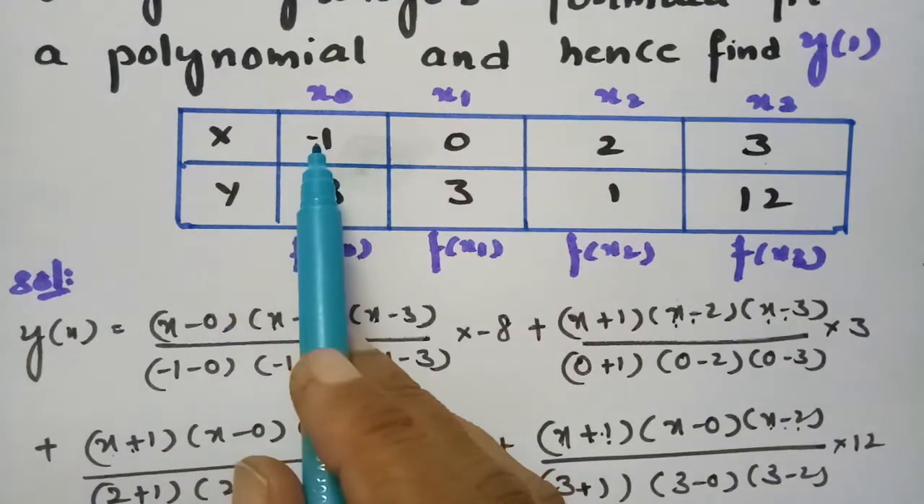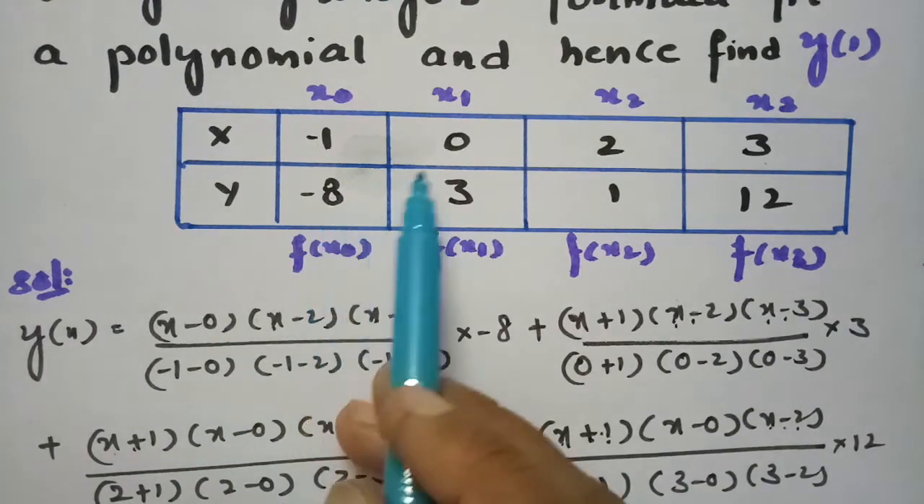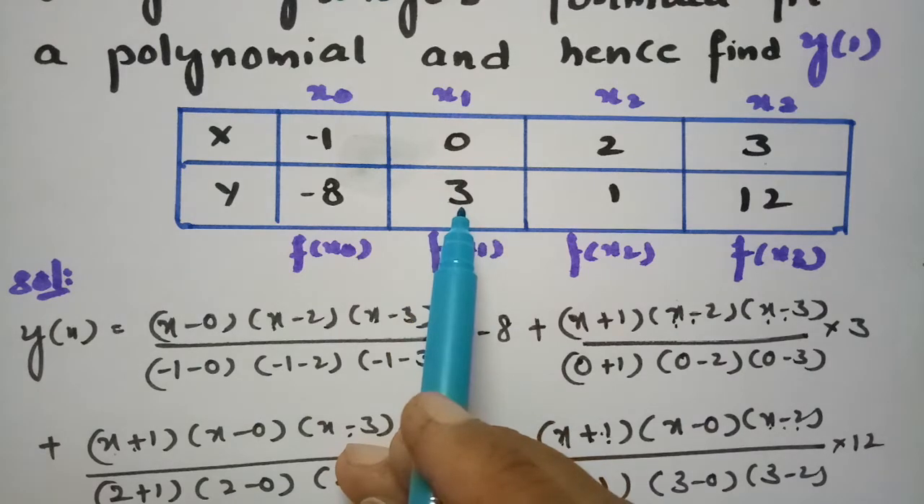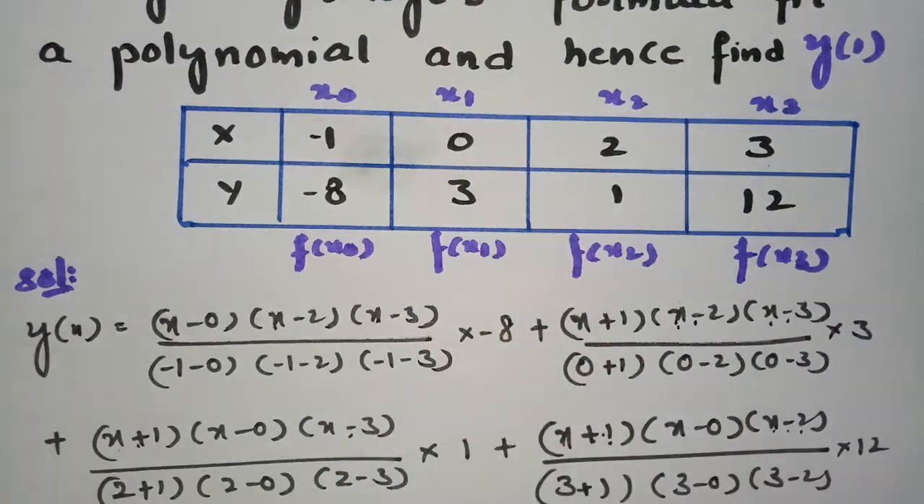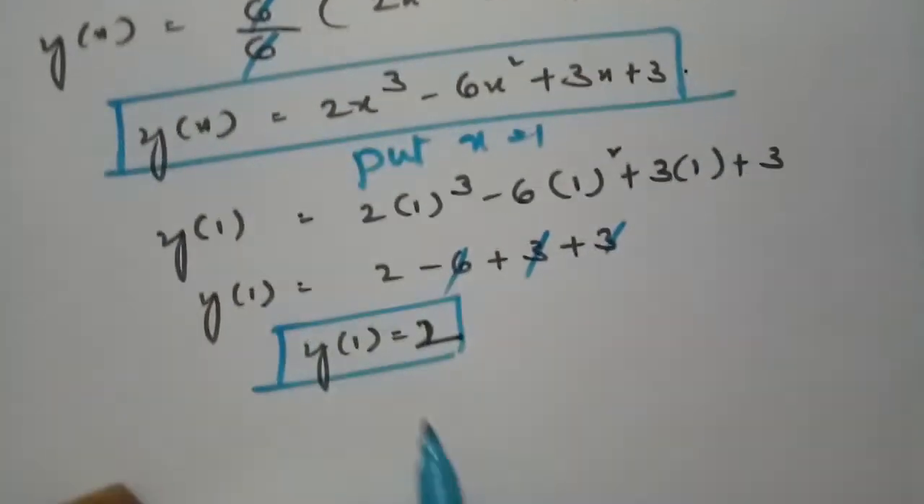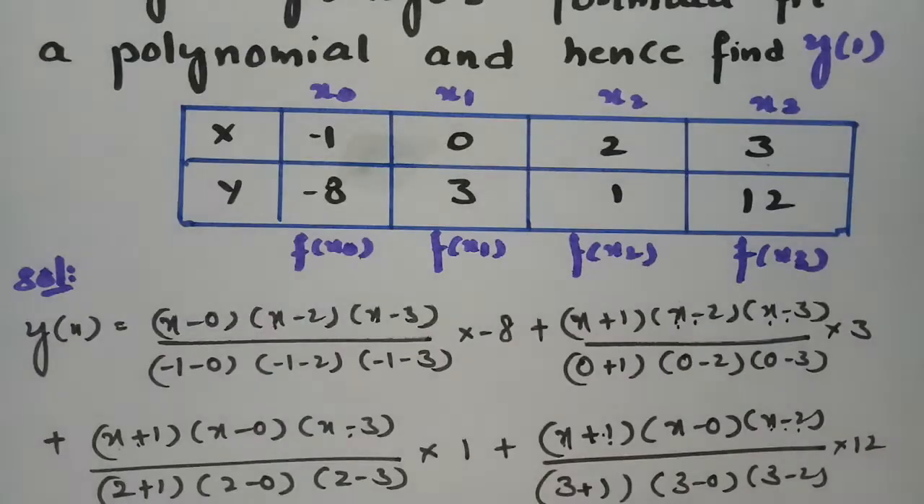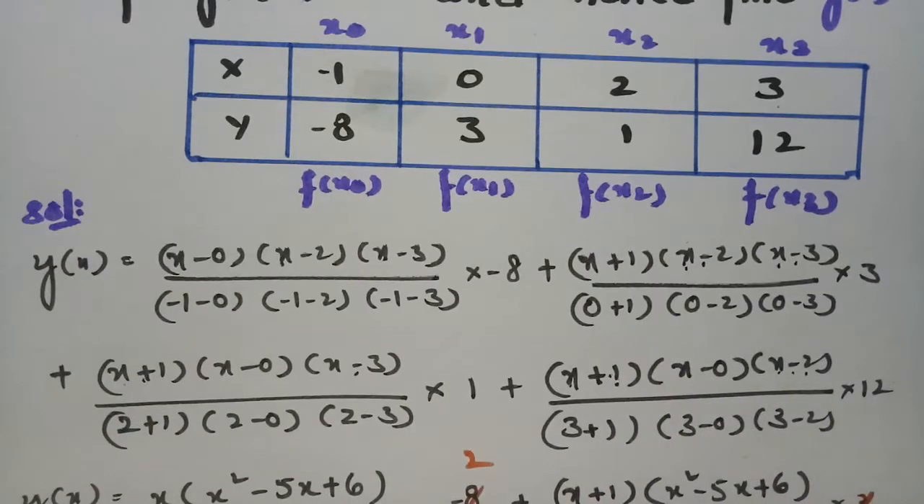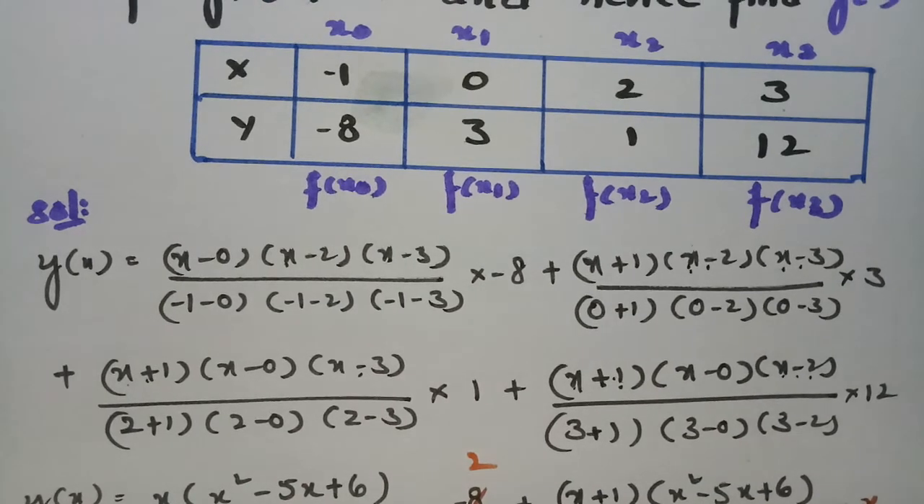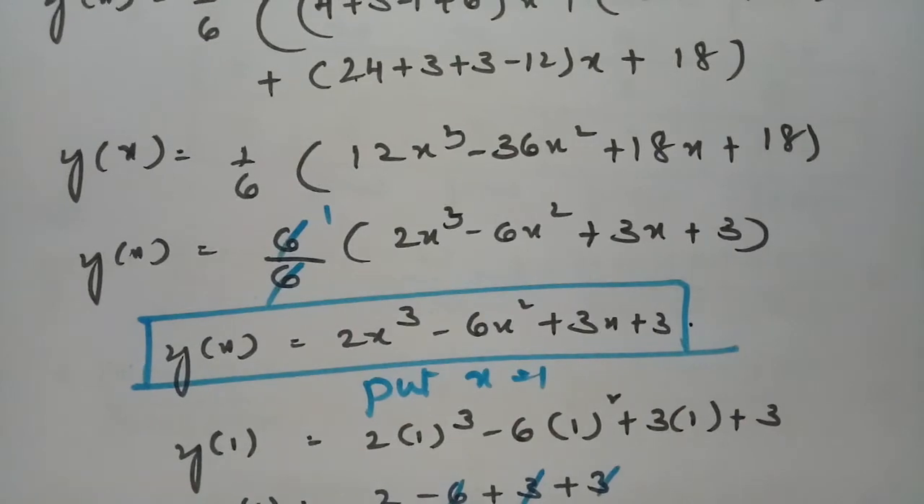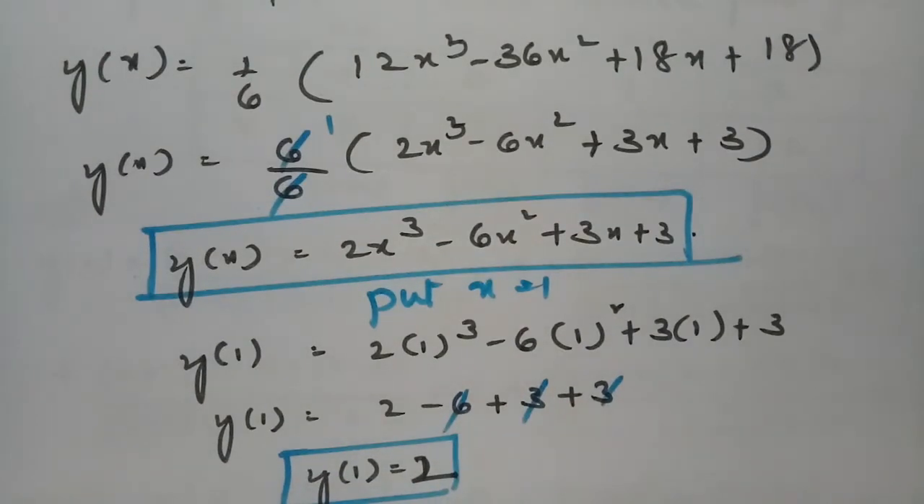So at x is equal to minus 1, the value here is minus 8. At x is equal to 0, the value of y at 0 is equal to 3. At x is equal to 1, we got the value as 2. y at 1 is equal to 2. So this is what is asked, and this is so simple if you solve using Lagrange's interpolation formula. And we got the final Lagrange's polynomial as well as the value at x is equal to 1, which is equal to 2.